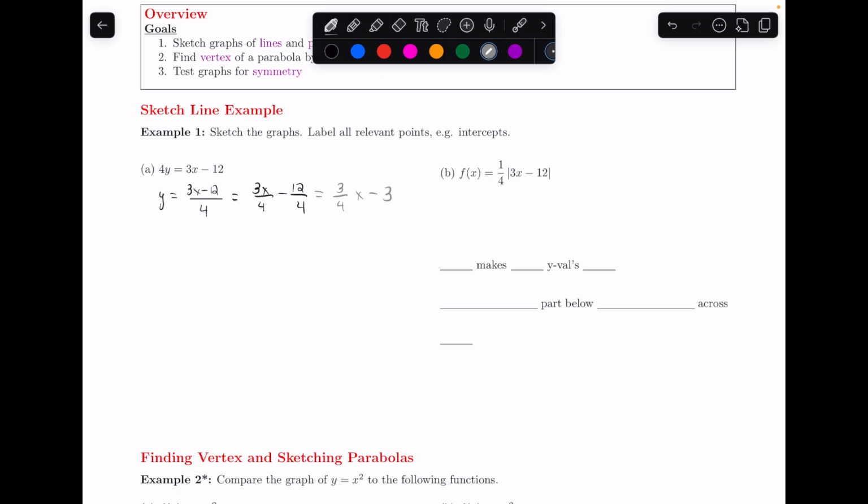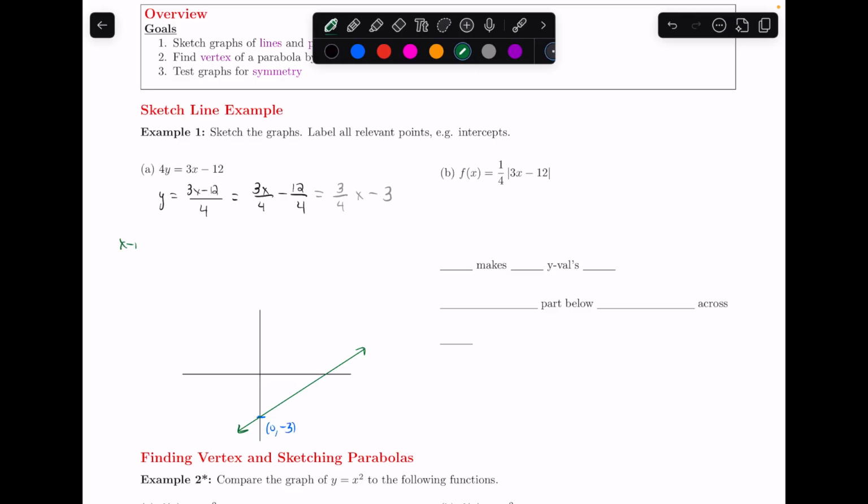So when I think about this graph now, I can see what the slope is and what the y-intercept is. My y-intercept is negative 3. So I'm going to draw this with the y-intercept at negative 3, and I'll label that as (0, negative 3). And then the slope is 3 over 4. So I'm going to rise up 3 units and then go to the right 4 units. That's a positive slope, so it's going to be something like this.